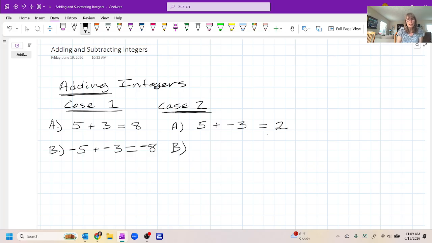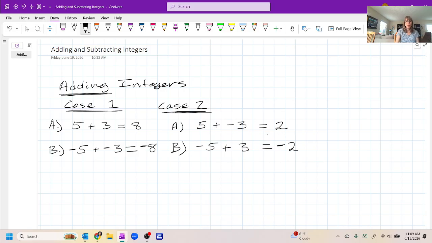Let's look at this last case. What if I have negative 5 plus 3? Notice these numbers are still different signs, but here I have more debt than I have money. So when I pay off my debt here, I don't have enough positive money to pay this off. So I'm going to end up still being in debt $2.